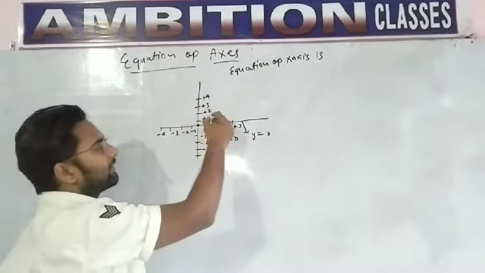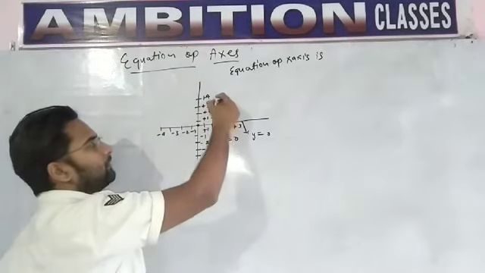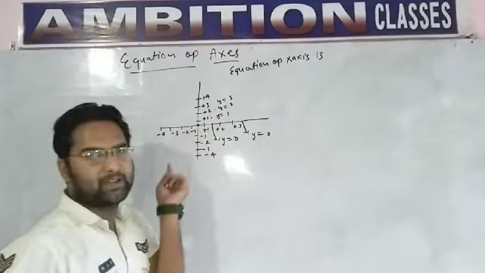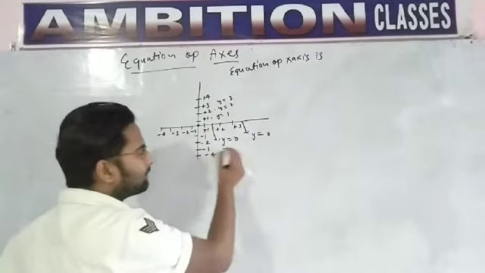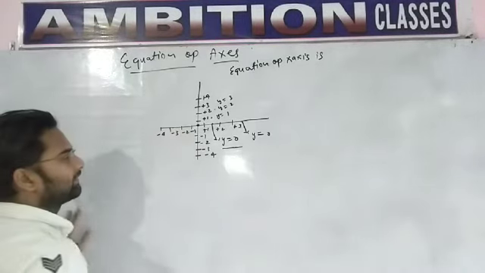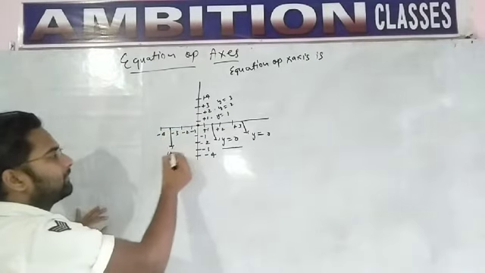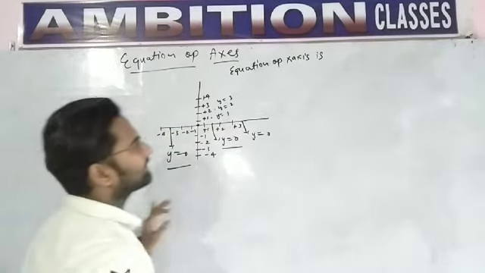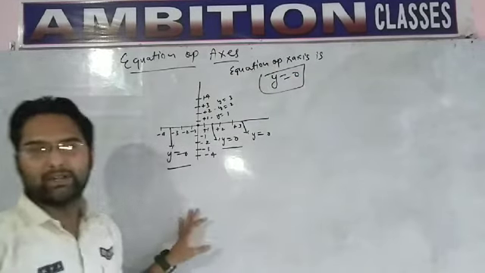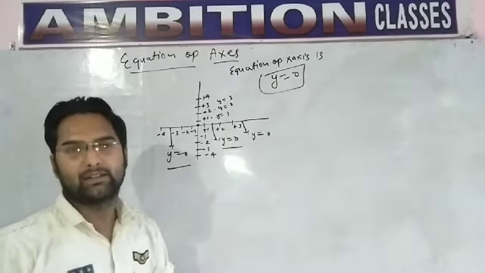If we move to here, then the value of y will be 1. If we move to here, the value of y will be 2. If we move to here, the value of y will be 3. But if we are on the x-axis, students, the value of y will be 0. Whether it is the positive x-axis or the negative x-axis, the value of y will be 0. So the equation of x-axis is y equals 0. It means, students, if the y coordinate is 0, then the point lies on the x-axis.